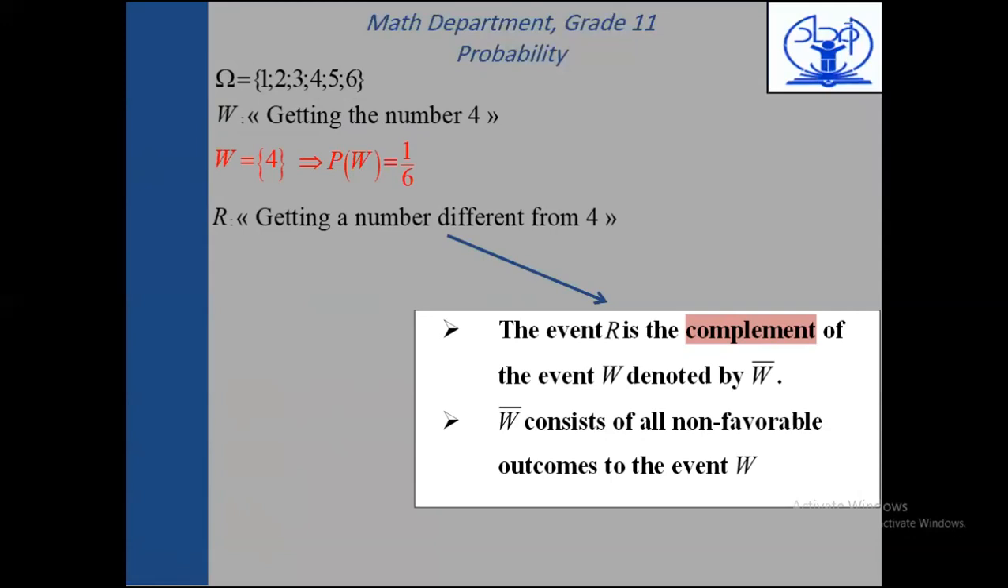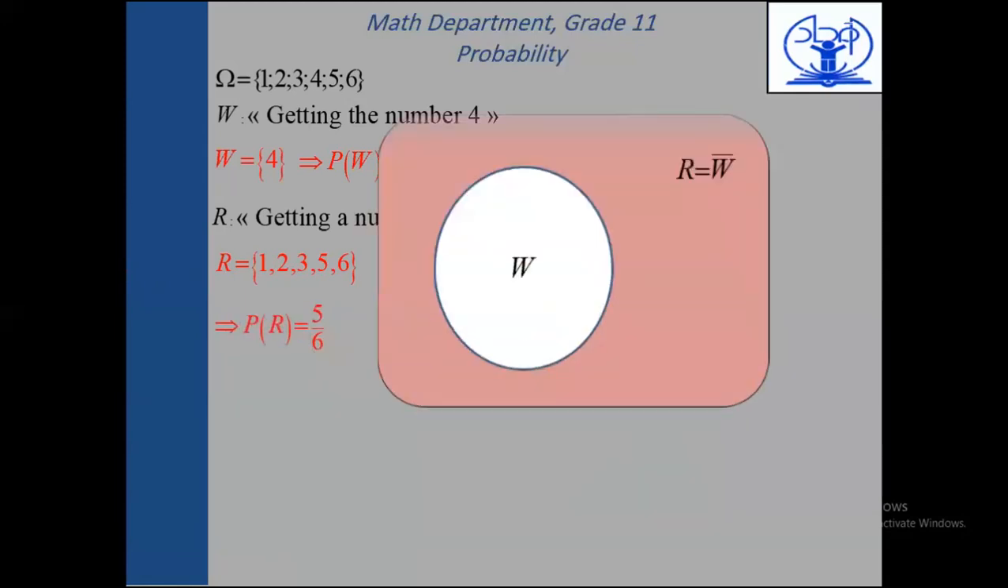Like if it's raining, then the complement will be not raining, everything else. W bar consists of all non-favorable outcomes to the event W. So if W is 4, then R will be everything except 4: 1, 2, 3, 5, 6. And consequently, the probability of R is 5/6.